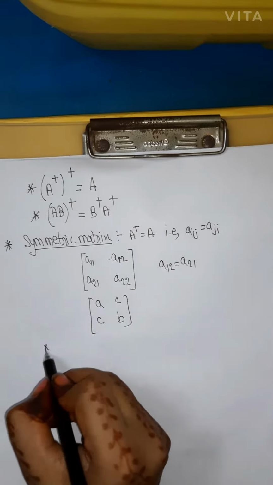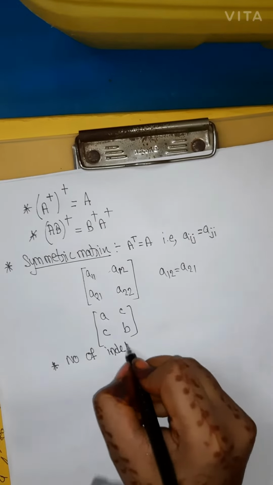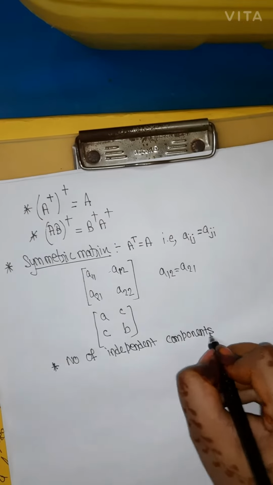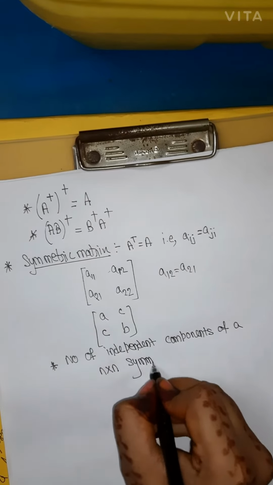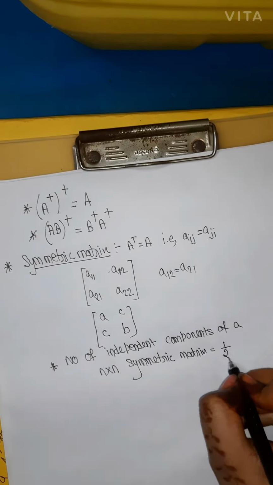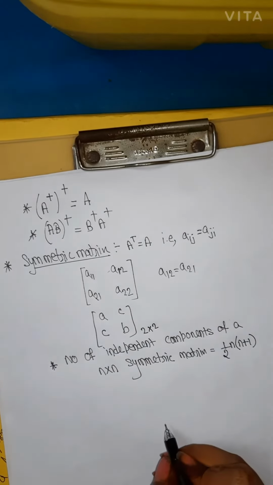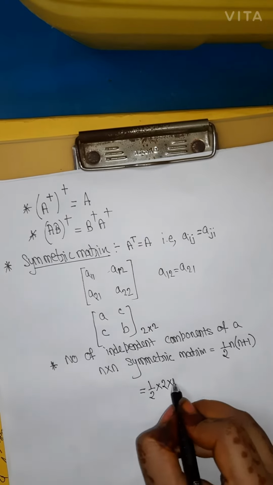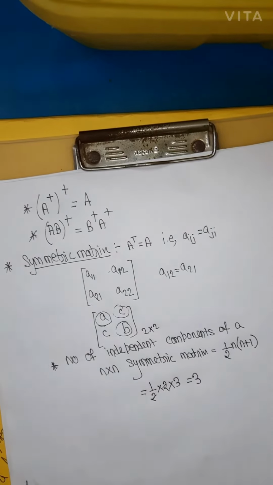So we have one formula: the number of independent components of an n cross n symmetric matrix is equal to half into n into n plus 1. This is a 2 cross 2 matrix, so we will apply it here. The number of independent components must be half into 2 into 3, so 3. Look, we have independent components A, B and C, 3 only.